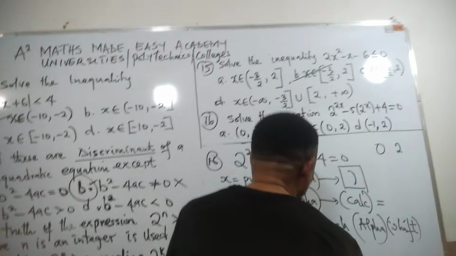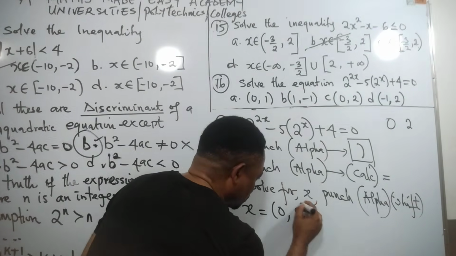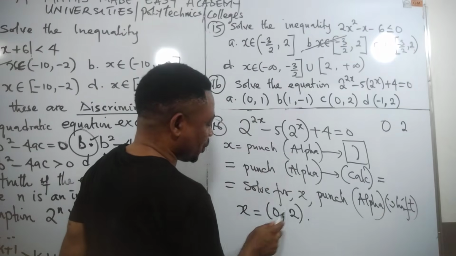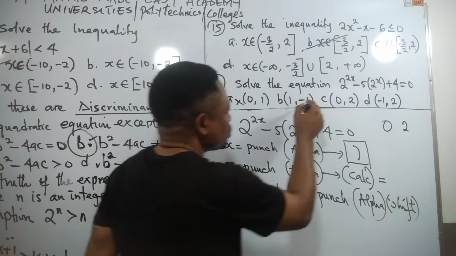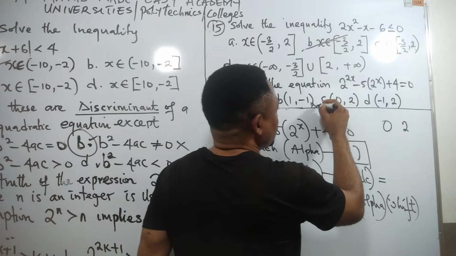As we're operating now, the value of x is 0 and 2. Are you with me now? Now let's check the options. There is 0, there is 0, no 2. It can never be this one. Wow, there is 0 and there is 2. The correct answer is option C.